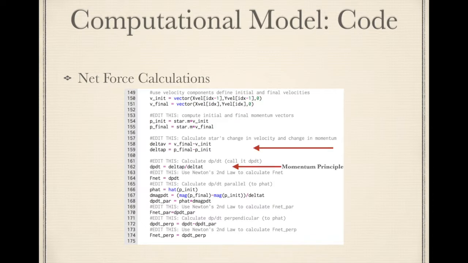Next, I implemented the momentum principle and found the rate of change in momentum. Based on Newton's second law, I set Fnet equal to the rate of change in momentum. Here I calculated the parallel component of the rate of change in momentum by multiplying the magnitude of the rate of change in momentum by the initial momentum unit vector. I then set this equal to the parallel component of the force, and used subtraction to find the perpendicular component.